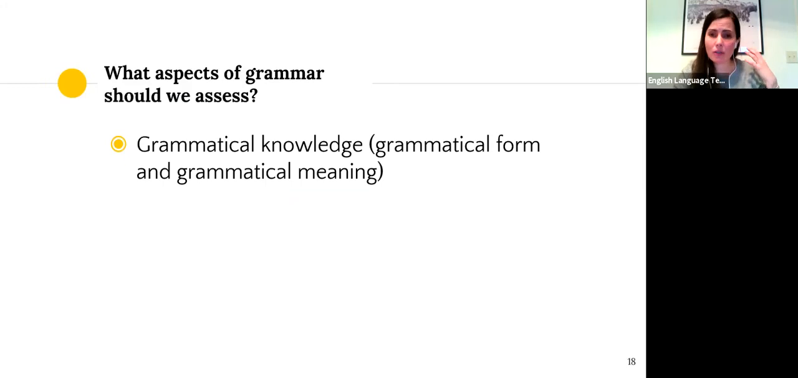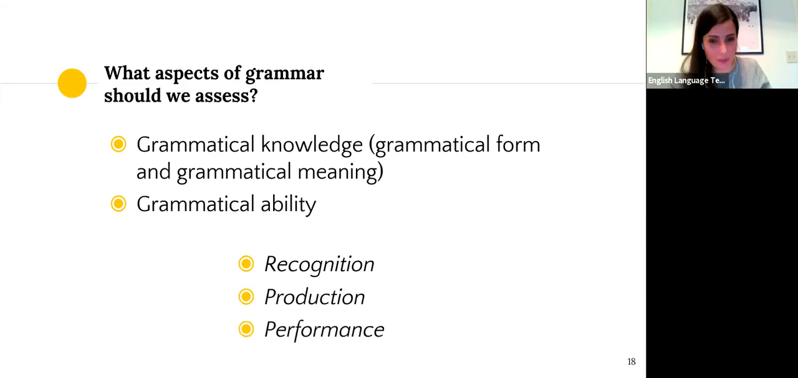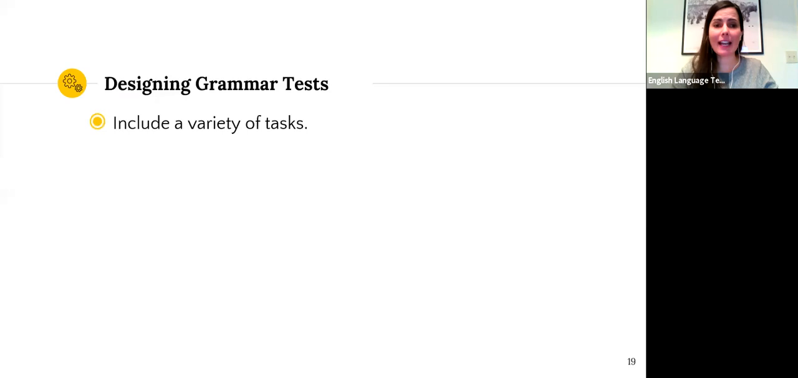So we need to look at the form and the meaning, the literal and the unintended meanings as well, and their grammatical ability to use the language. And we can have them do that by recognition, by producing language, and by performing the language, right? So designing grammar tests, we have to be very careful in all kinds of assessments that we create to include a variety of tasks, right?